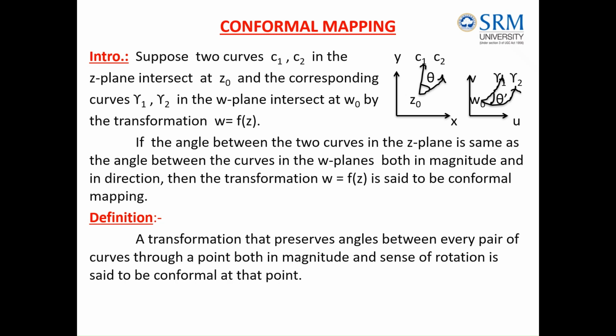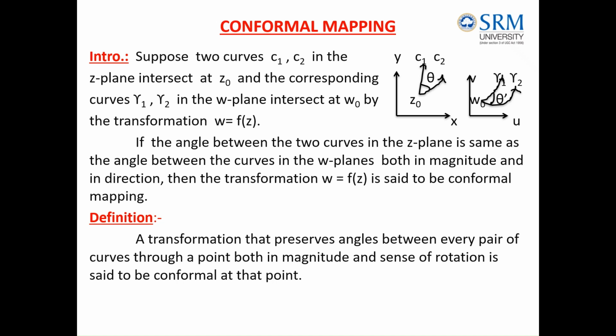Hello everyone. Today we are going to see conformal mapping. Take two curves C1, C2 in the Z plane. Those two curves meet at the point Z0 and the corresponding curves gamma 1 and gamma 2 in the W plane intersect at W0 by the transformation W equal to f of Z.